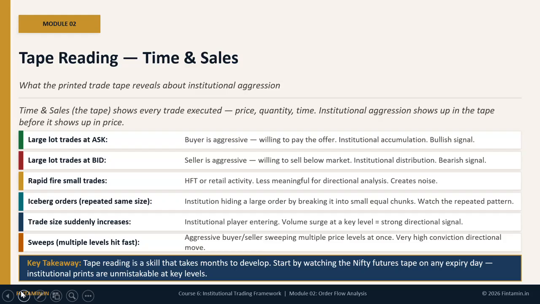Large lot trades at the bid means someone sold at the bid immediately. Aggressive seller. Institutional distribution. Bearish signal.